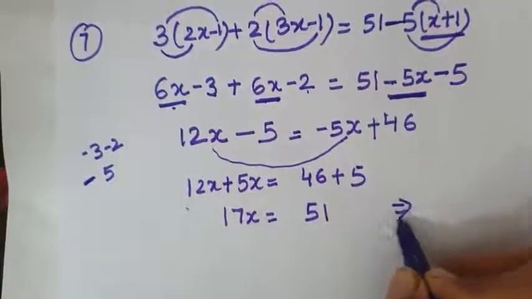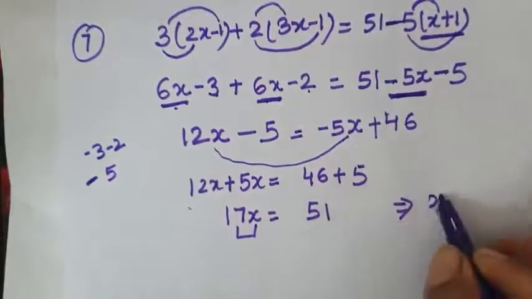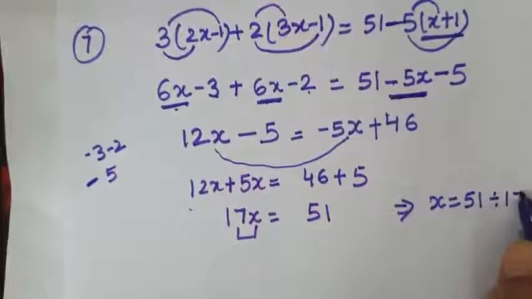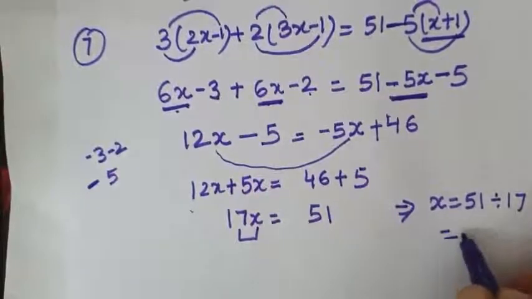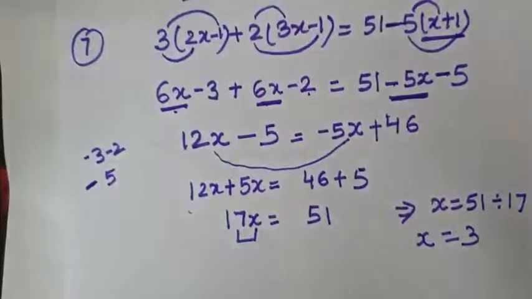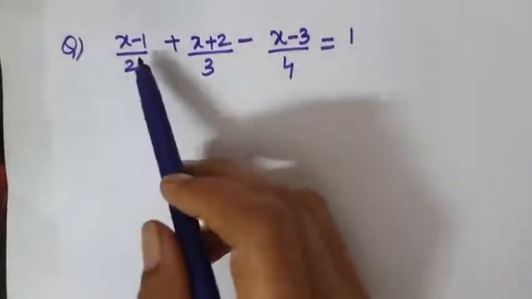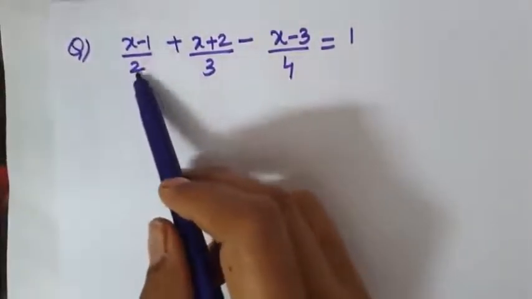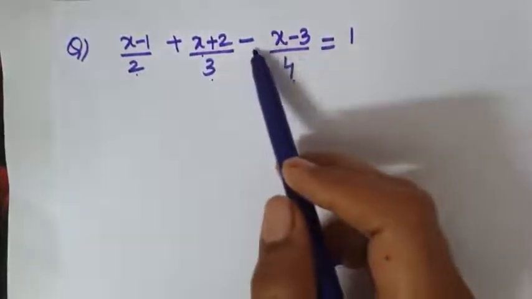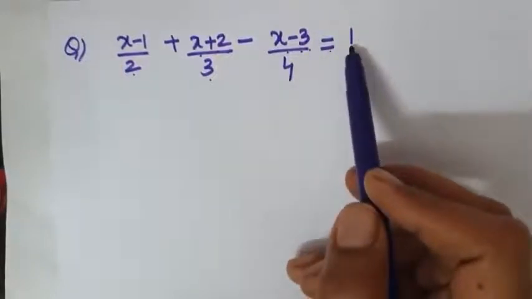So now 17 is getting multiplied here. So on shifting it will get divided. And on division finally we get x is equal to 3. Clear, children? Now the next question is (x minus 1) upon 2 plus (x plus 2) upon 3 minus 3 upon 4 is equals to 1.